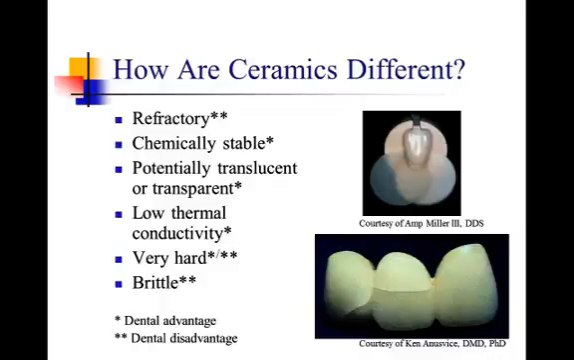Okay, so I'd like to introduce the properties of ceramics by contrasting the ways in which they're different from other classes of materials such as metals and polymers and also composites such as natural teeth. Some of the main differences are, first of all, that they are refractory. Refractory is a fancy way of saying that they have very high melting points. They're resistant to increases in temperature.